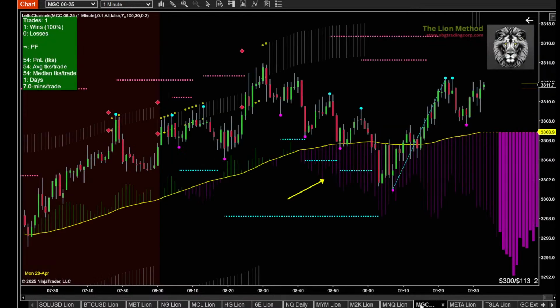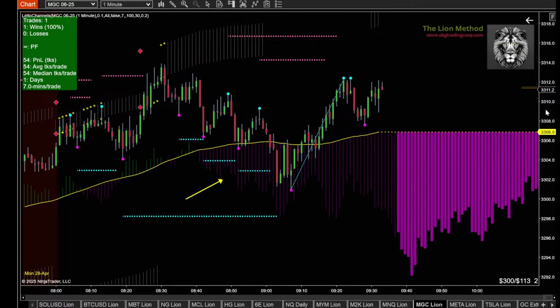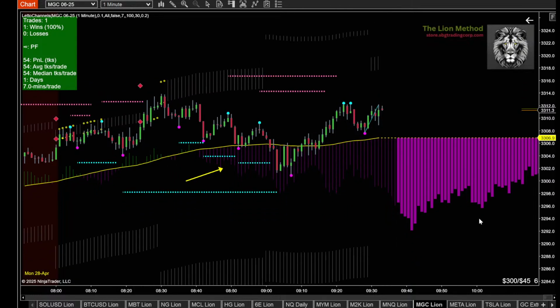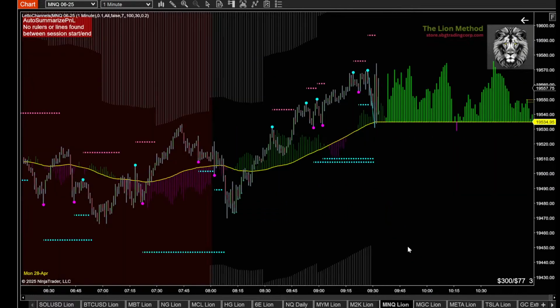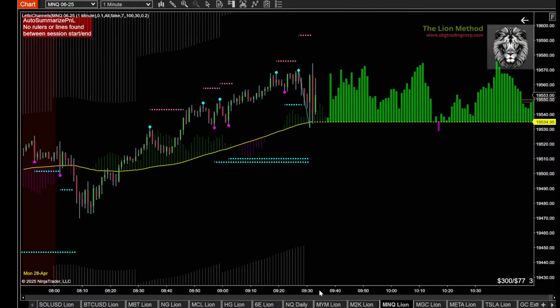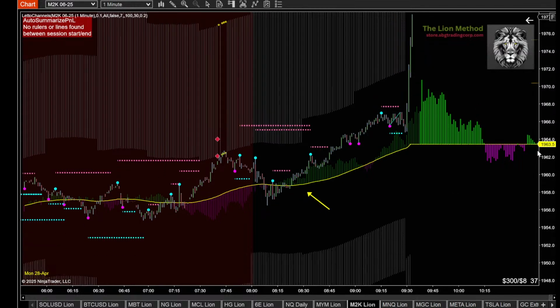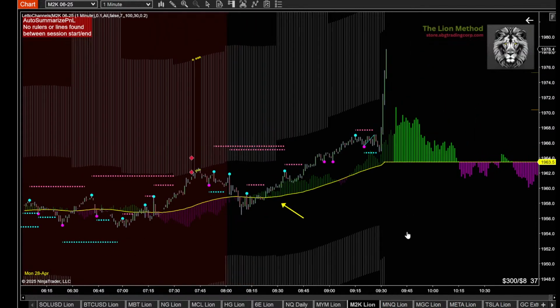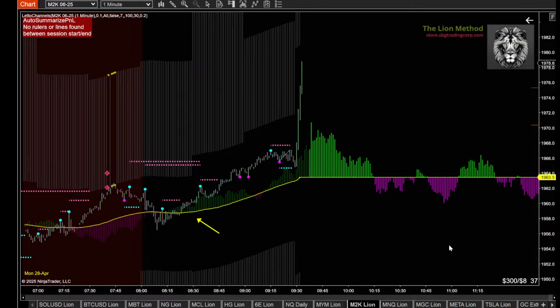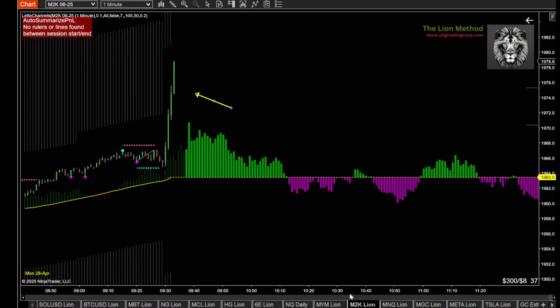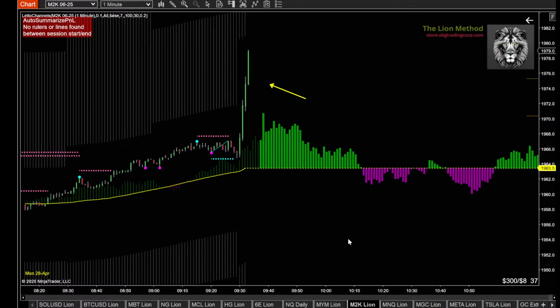Let's see where gold is at. Gold is right there. Not much going on right now in gold. MNQ at the open is a little confused. All right, well, the Russell is having a little bit of a buying spree. We got a buying spree in Russell.